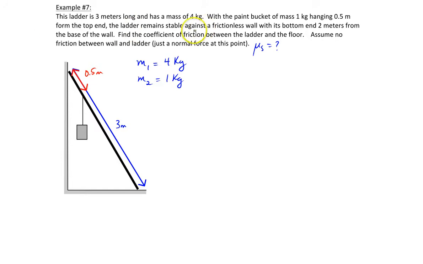The ladder remains stable against a frictionless wall, so there's no friction here. And the bottom end is 2 meters from the base. So this distance from here, this is a right angle in here, is 2 meters.